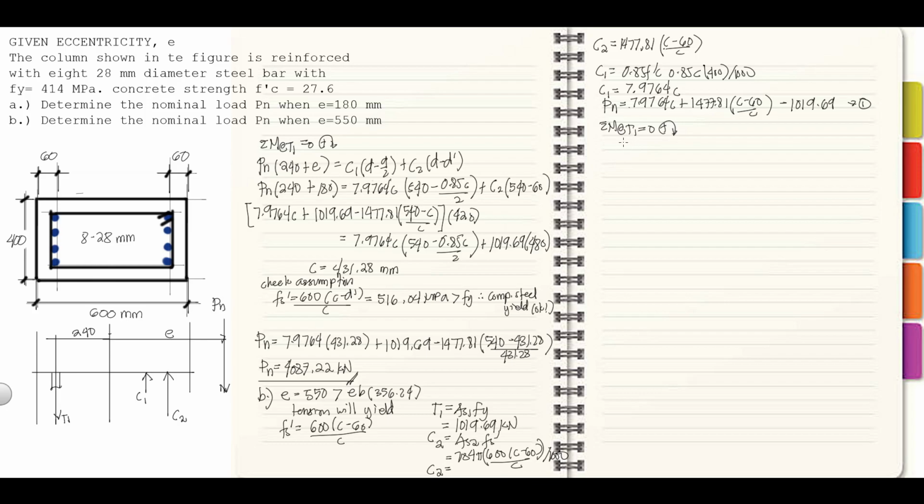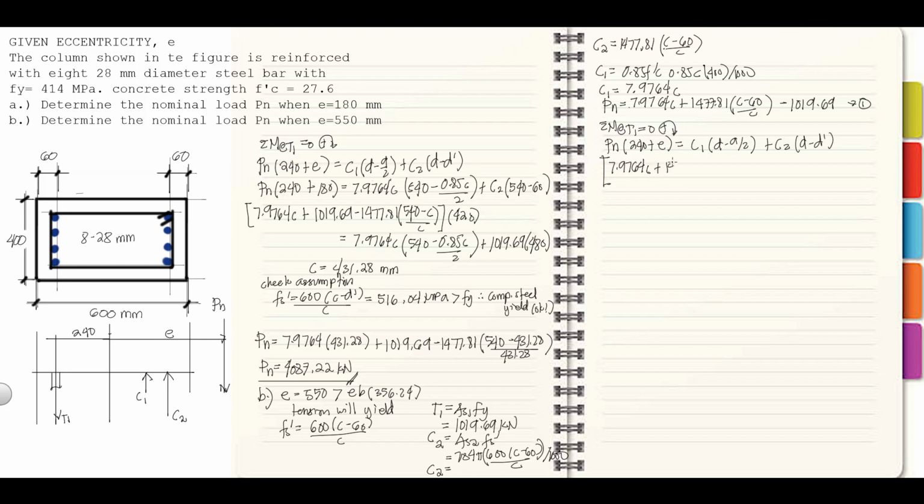Alright? So, we have Pn times 240 pa rin yan, plus E, is equal to C1 times D minus A all over 2 plus C2 times D minus D prime. So, ang Pn natin will be this. Okay, so that is 7.9764 C. So, makikita na, naka-bracket dapat yan.